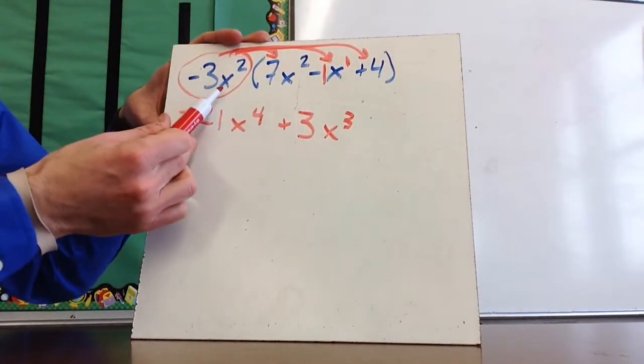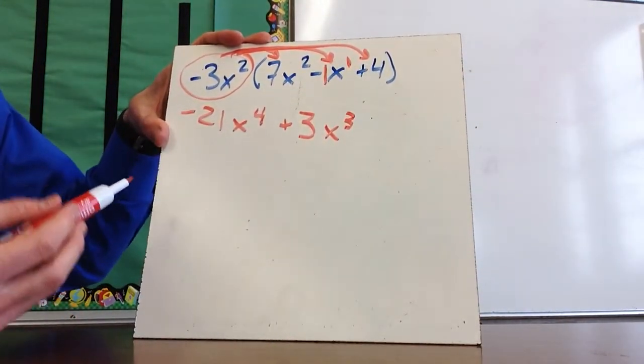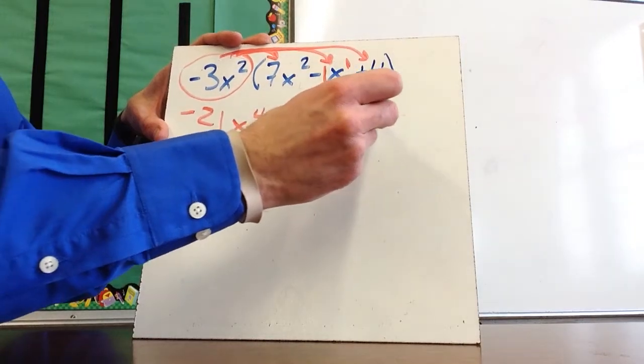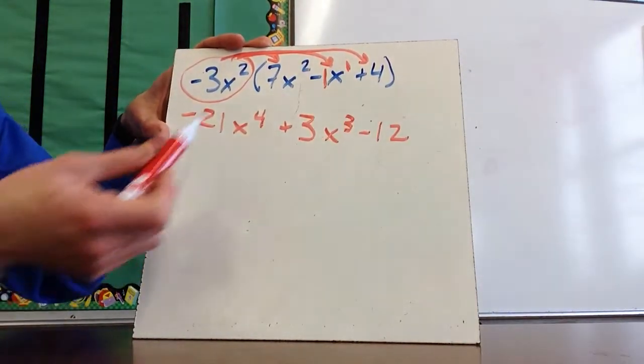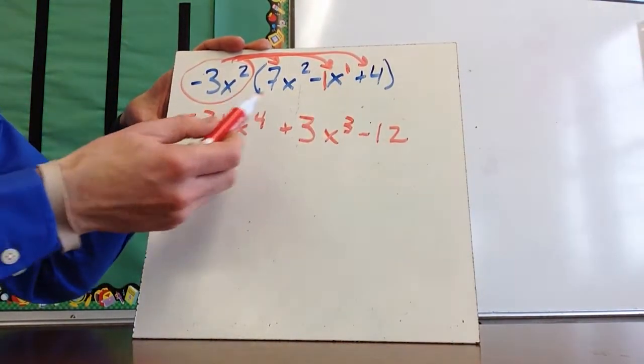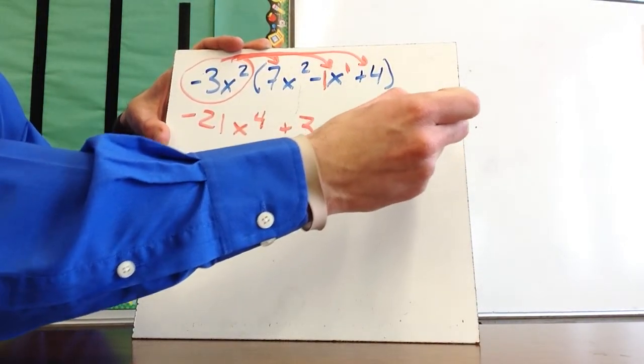And then negative x squared times 4, I'm going to multiply the numbers, which is negative 12. And then since this doesn't have a variable, I keep the x squared.